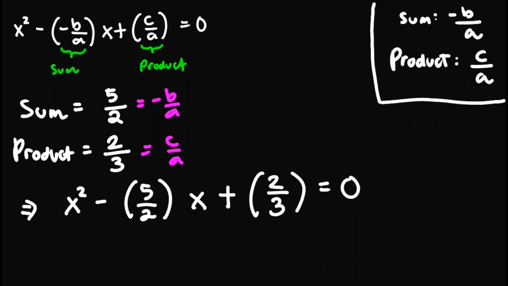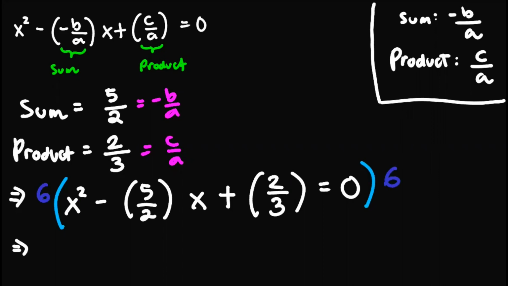Since we usually don't like to see fractions, what we can do is multiply both sides. What do we need to multiply here to remove these denominators? We need to multiply 2 and 3, or simply, 2 times 3 is 6.